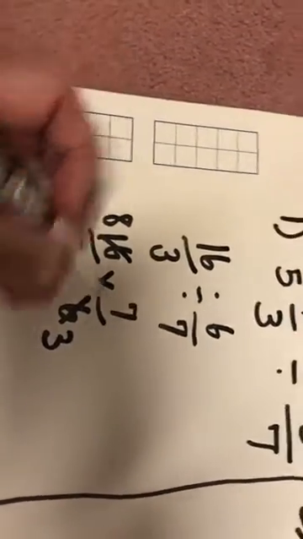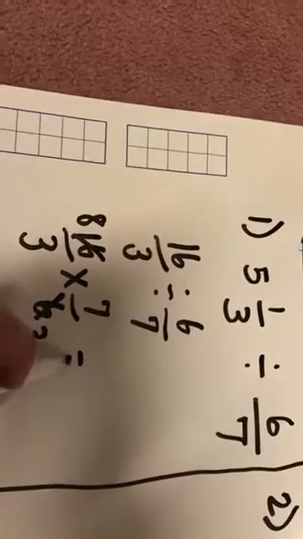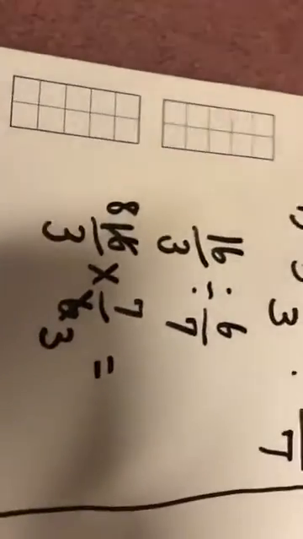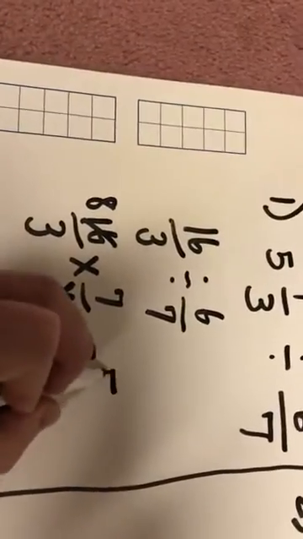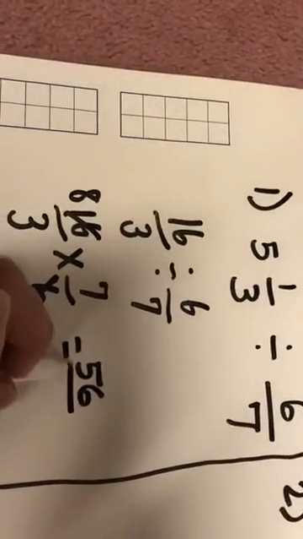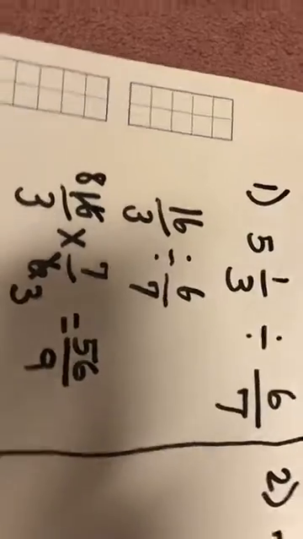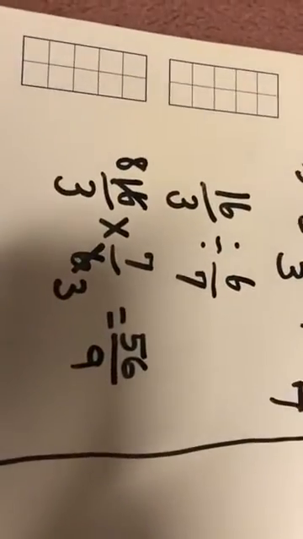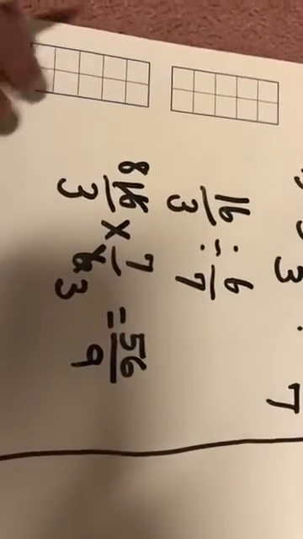So now I go ahead and do my next step, which is to multiply. I do 8 times 7, which I think is 56. Then I do 3 times 3, which I think is 9. And then, as we know, a fraction is just a division problem. So I just have to go and do 56 divided by 9.